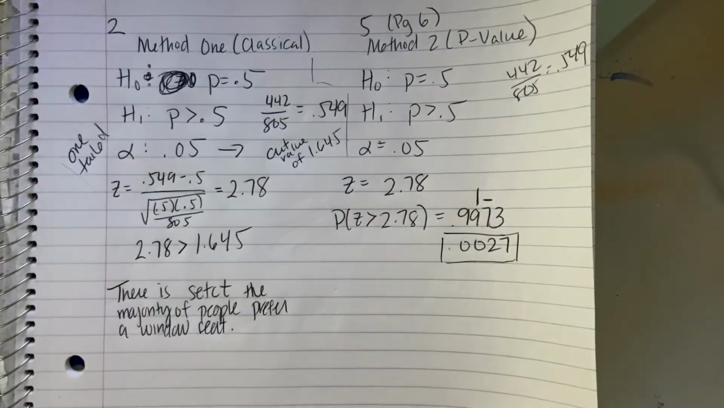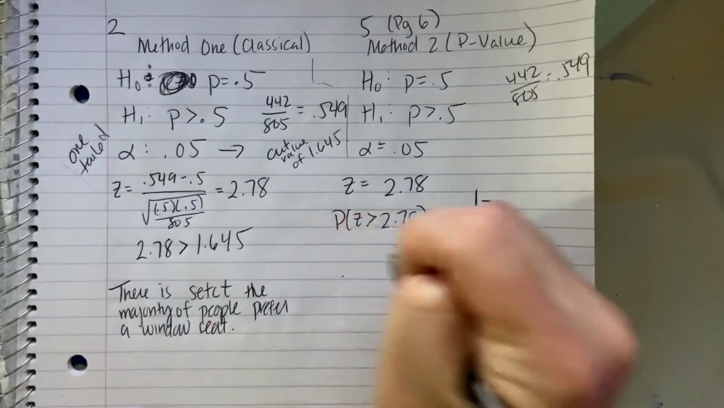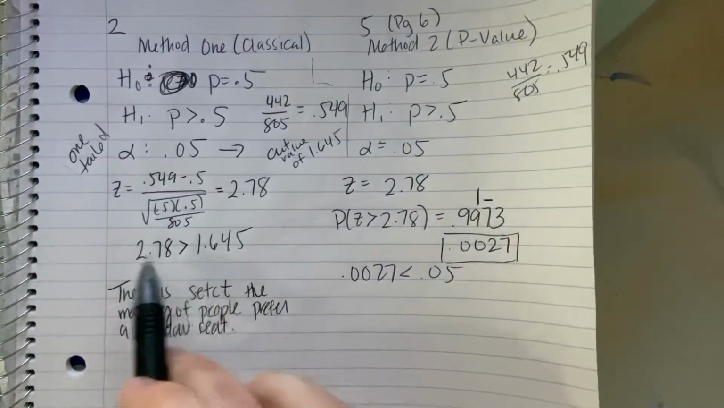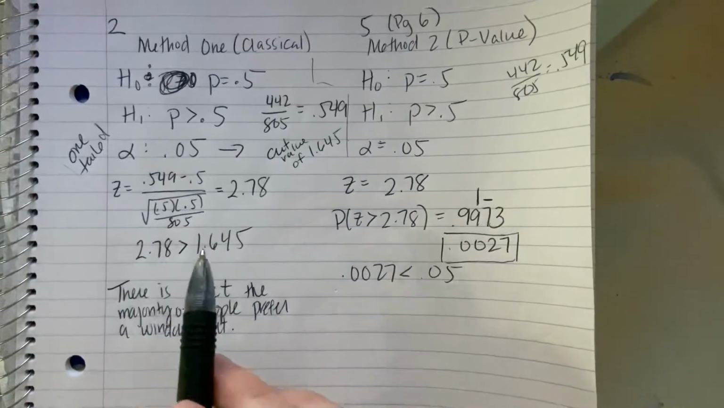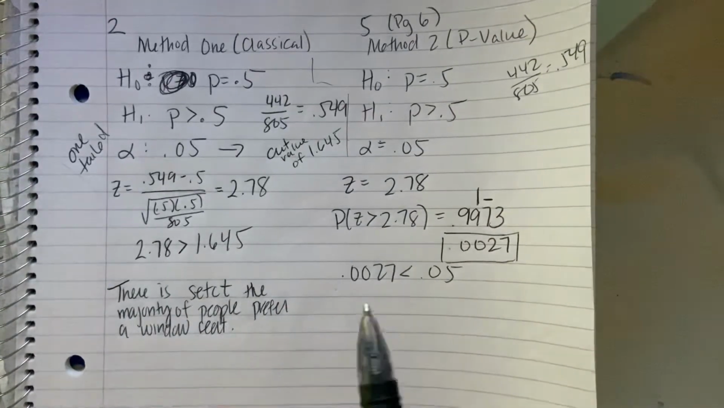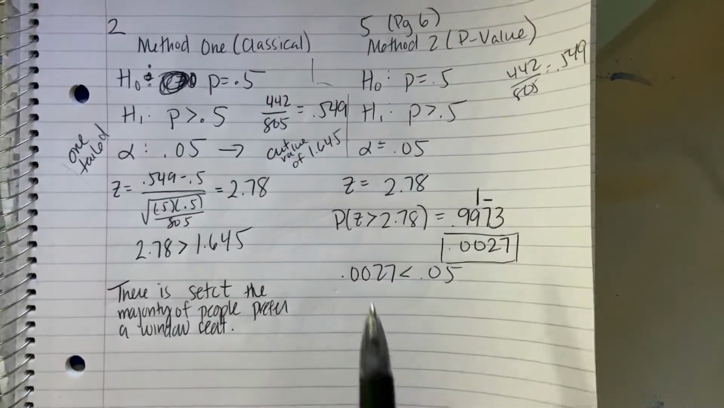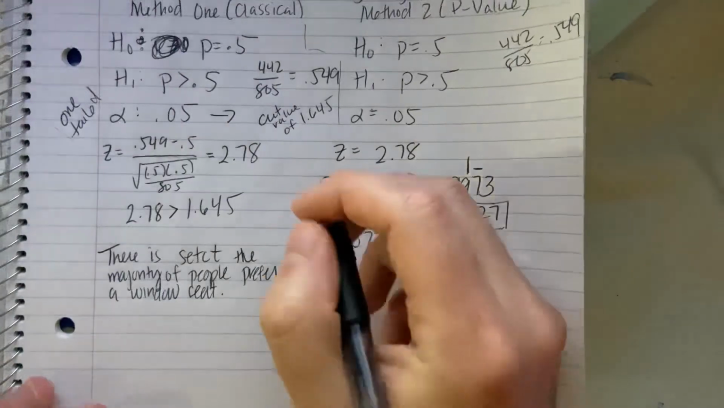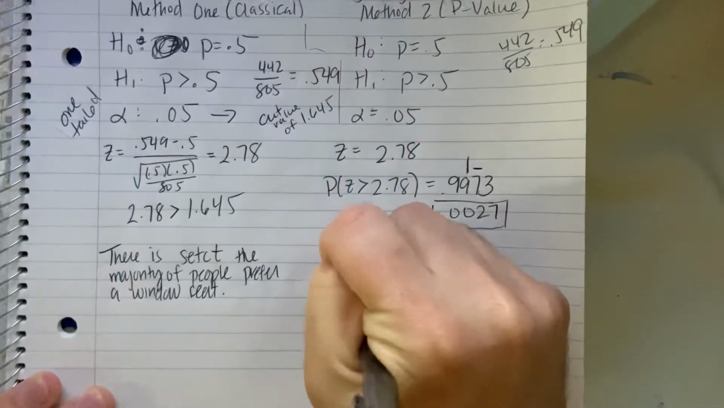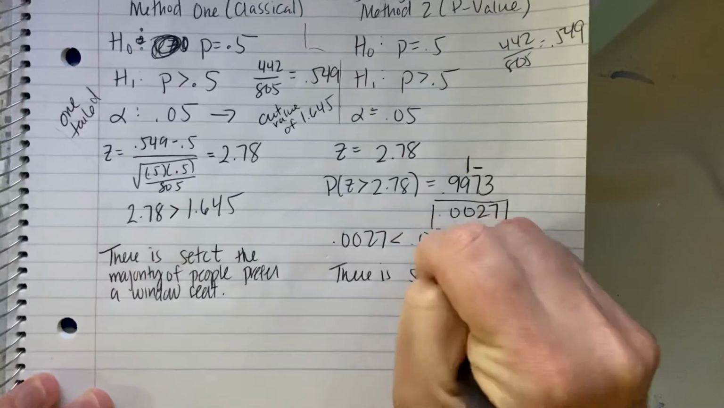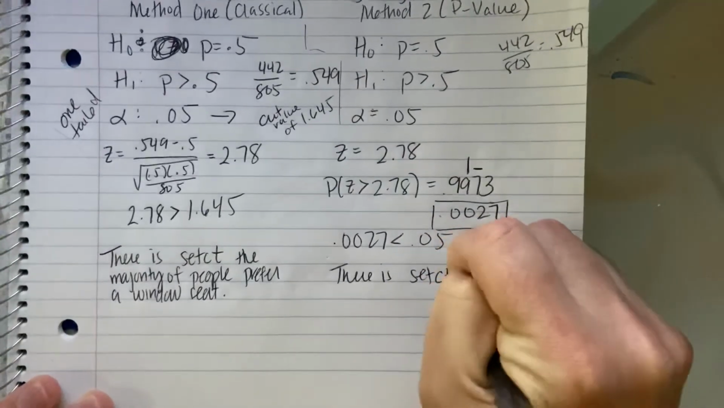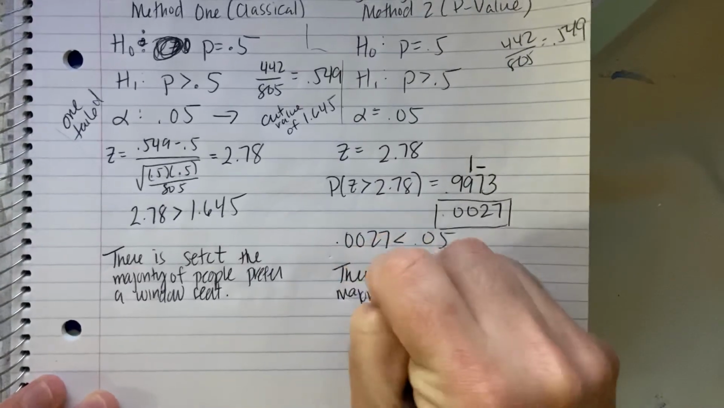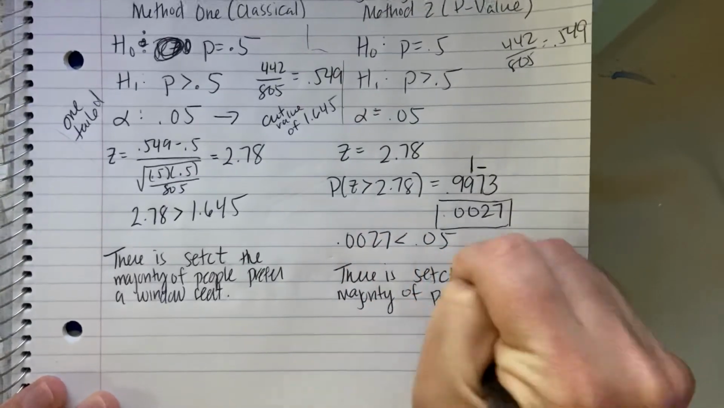Is that rare? Yes. So is the probability of it occurring less than alpha? With the z-score, we're often looking for it to be bigger than the critical value to reject the null hypothesis. Here, for the p-value, we're going to look for it to be less than alpha to reject the null hypothesis. So what does this mean? It's still the same conclusion. There is sufficient evidence to conclude that the majority of people prefer a window seat.